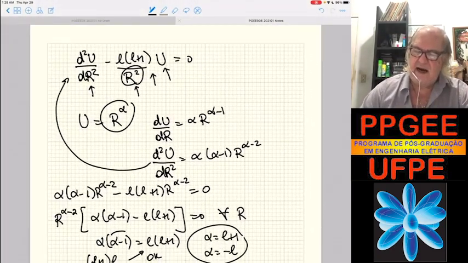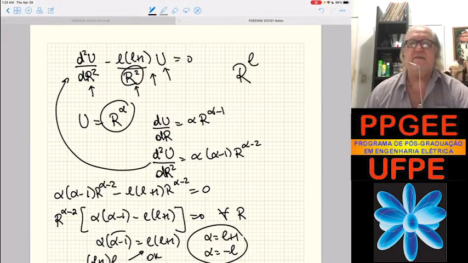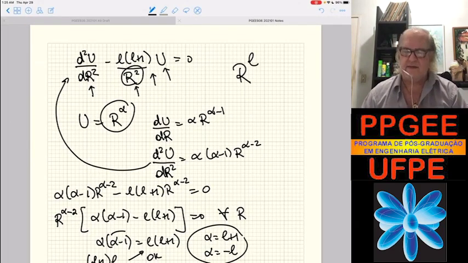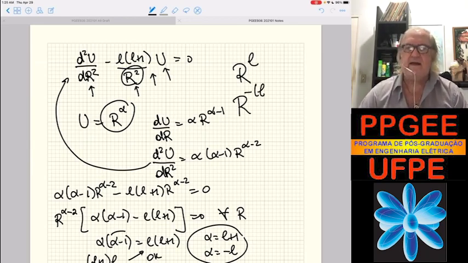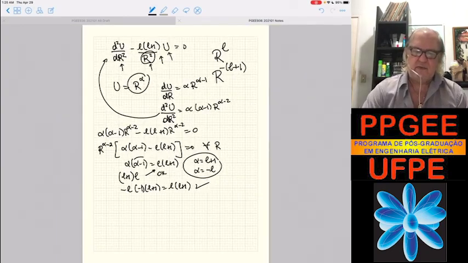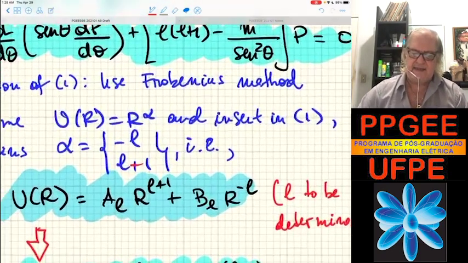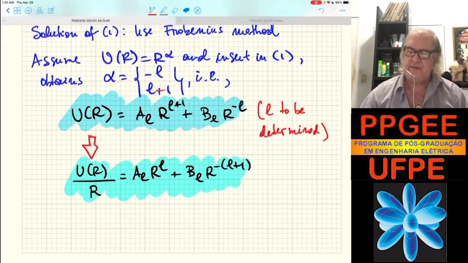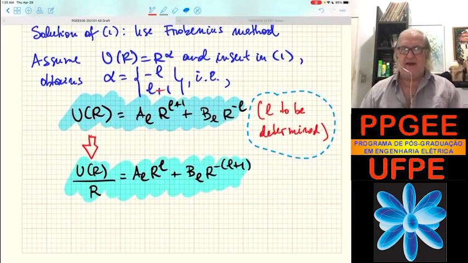One is r raised to l, if l is positive, and let's assume l is a positive number; we're going to see that it is. And the other is a negative power of r, r to the minus l plus 1. So we see that this is the general solution. We still don't know what l is. It's an eigenvalue that will be determined.